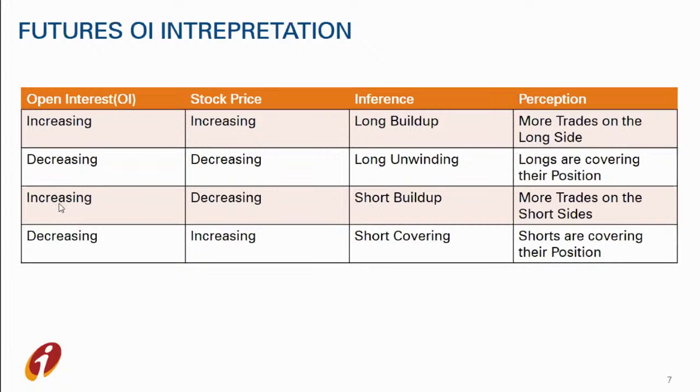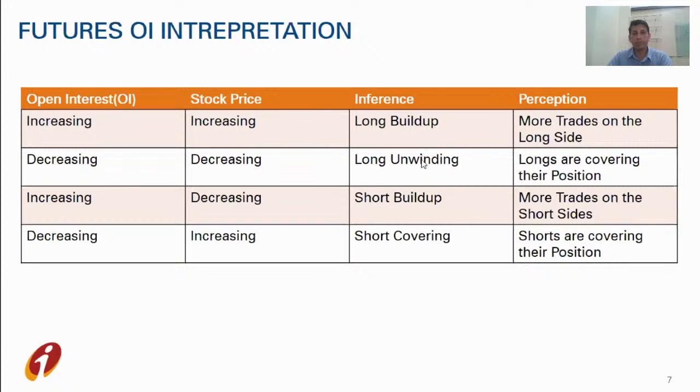Similarly, if open interest is increasing and the stock price is decreasing, the inference is that short buildup is happening, which means that more trades are happening on the short side, and lots of traders are trying to short the futures. If open interest is decreasing and stock price is increasing, the inference is that short covering is happening. So basically all these traders who have shorted their futures contract are now trying to buy their contract back, or in other words they are trying to square it off. So that's what short covering means.